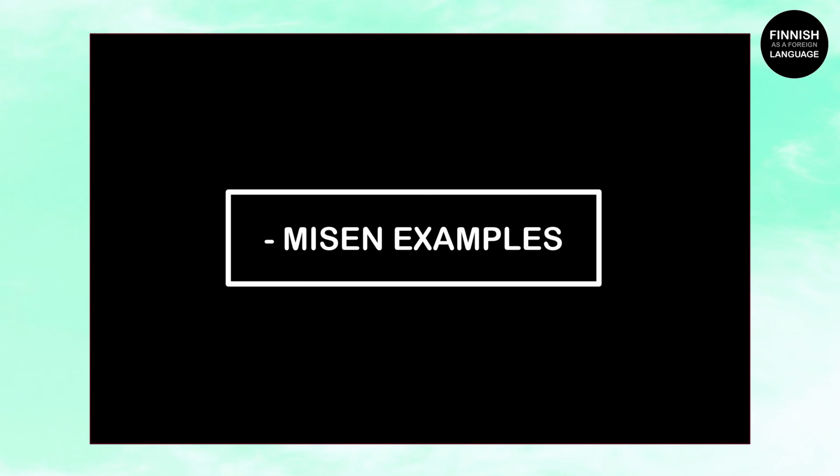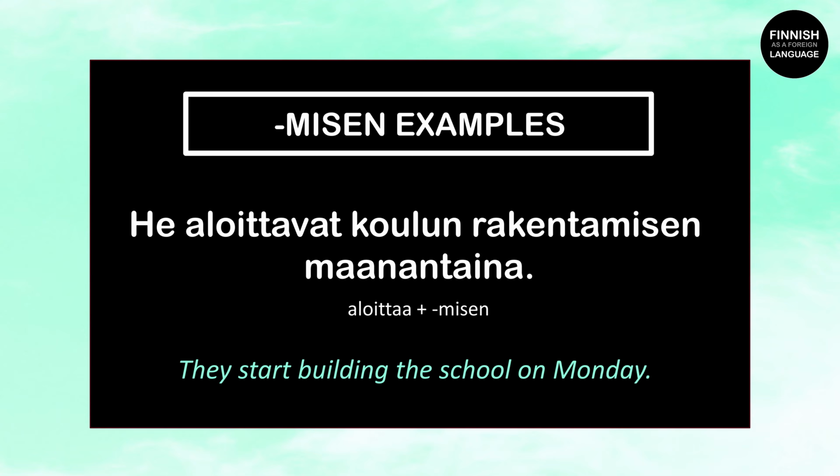Now let's move on with some -misen examples. He aloittavat koulun rakentamisen maanantaina means they start building the school on Monday. So here we have rakentamisen. We use the -misen form because of the verb aloittaa, which means to start or to begin. So let's repeat. He aloittavat koulun rakentamisen maanantaina. They start building the school on Monday.